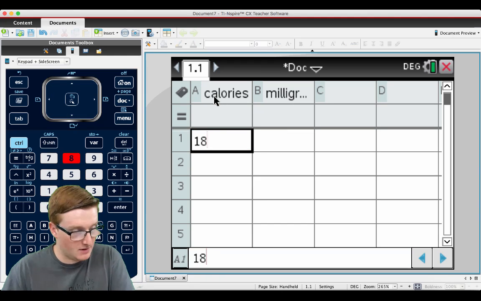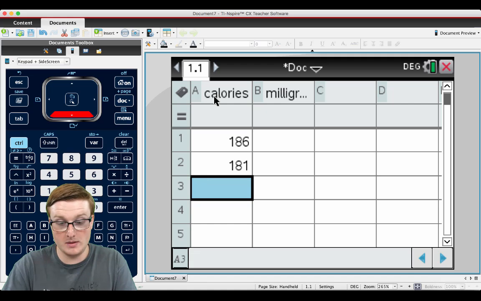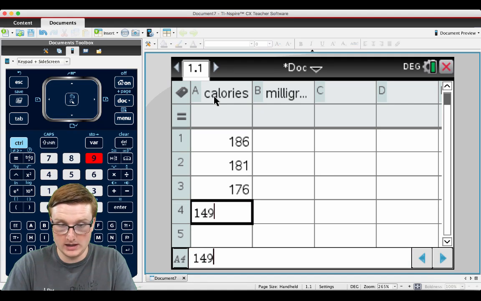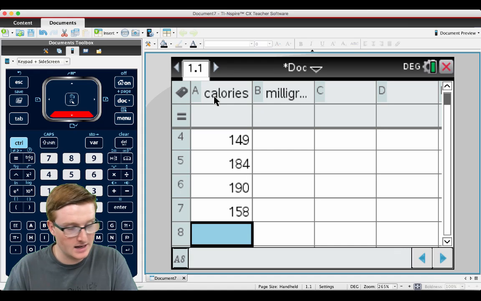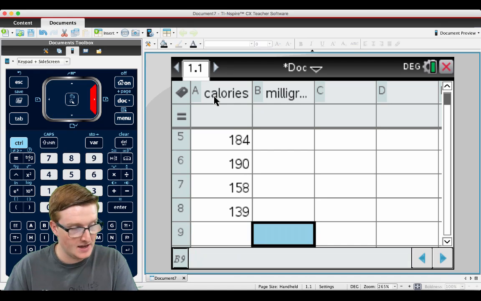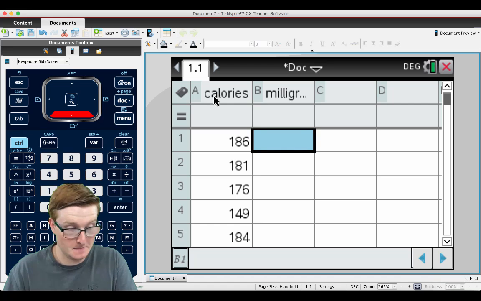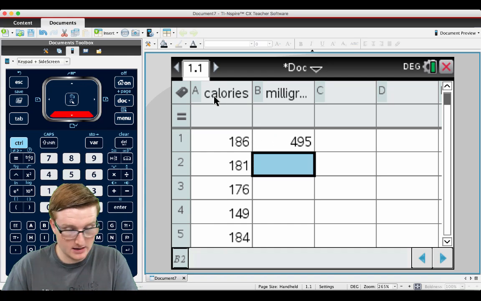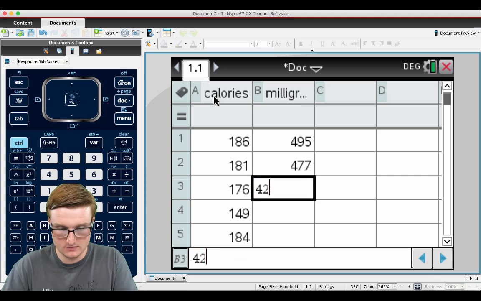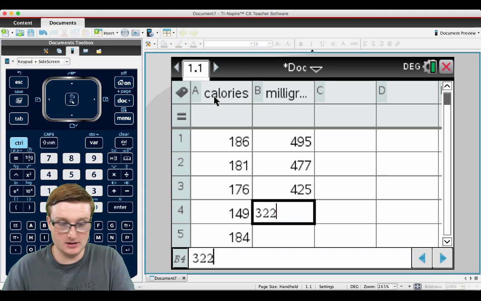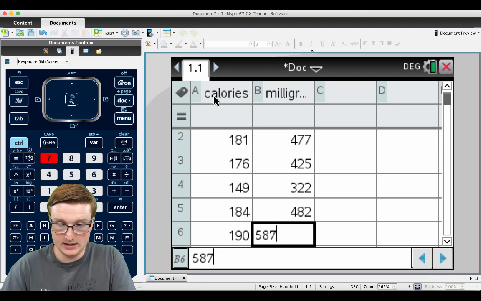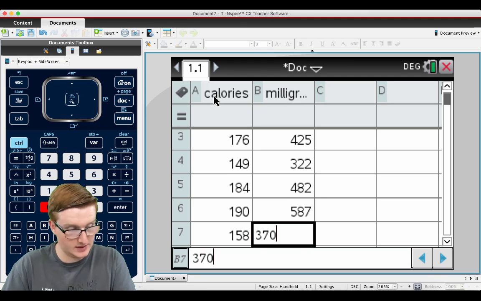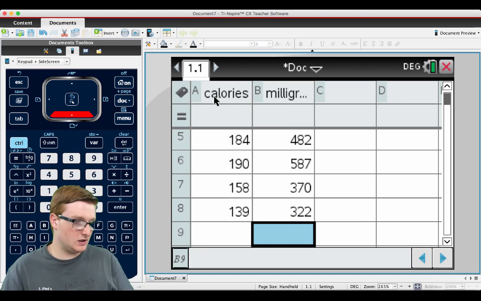I hope that you are doing it with me right now. 186, 181, or maybe you did it already. 176, 149. So all these values are just being typed in. What we're going to do with these values is analyze them by typing them into a linear regression generator in our calculator. You could skip ahead if you want to. This is a little boring. I know, I get it. We're almost done with the video, though, so it's okay. We're good. 487, 370, and 322. Okay, so I just inputted all these values.